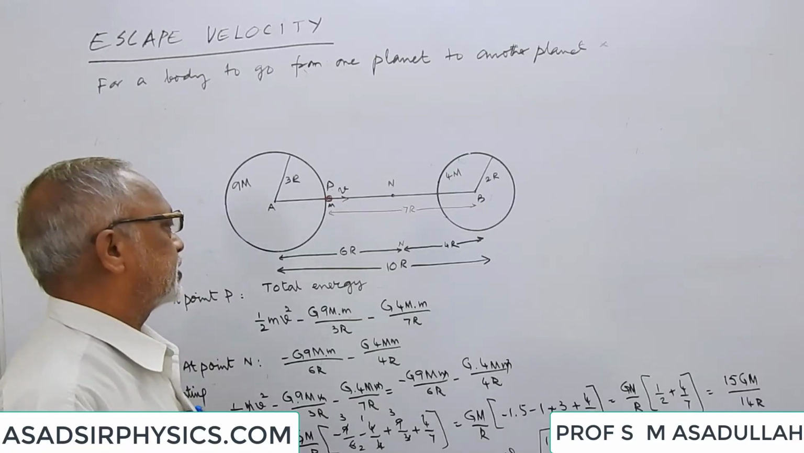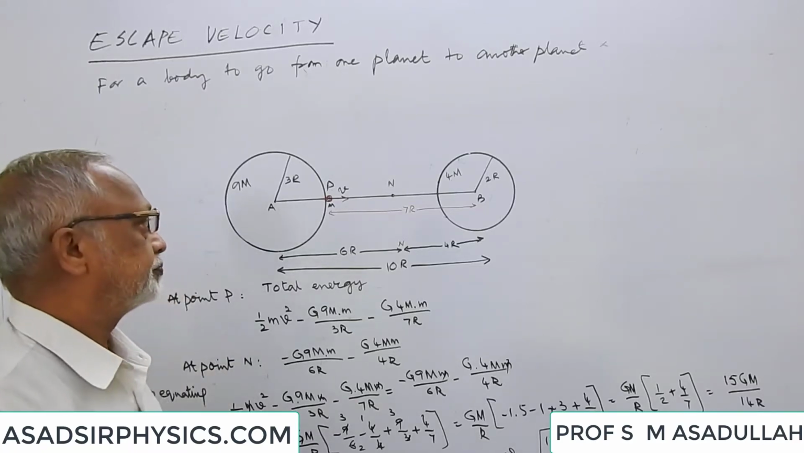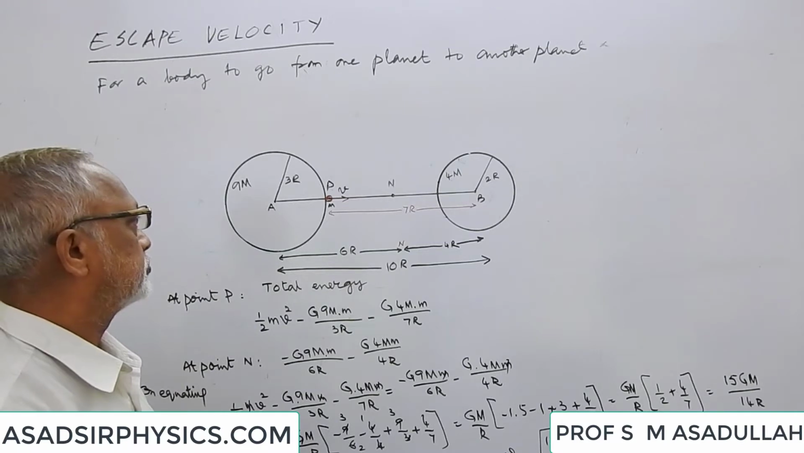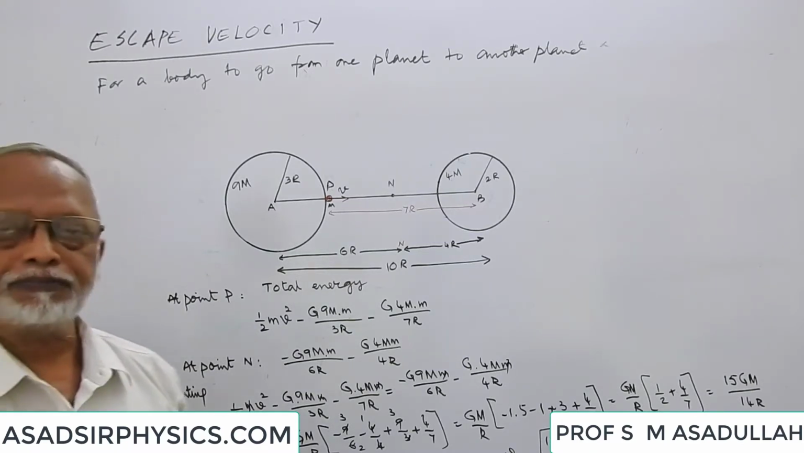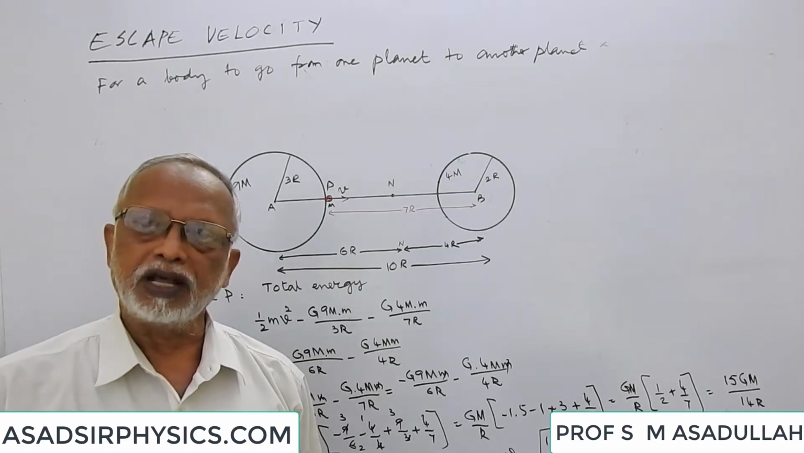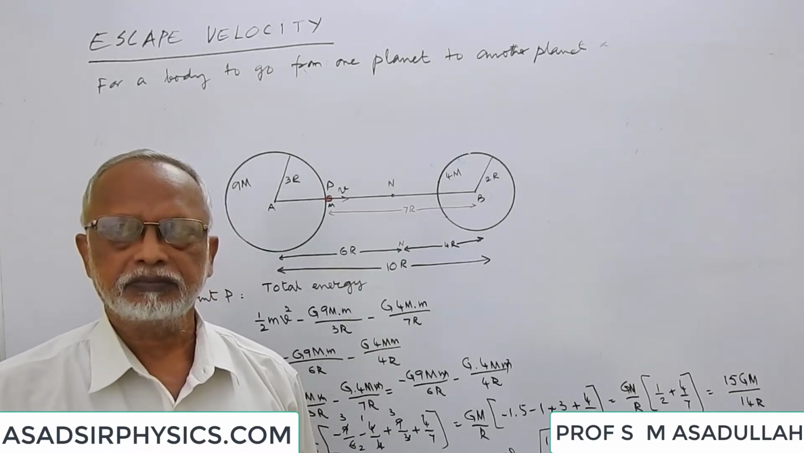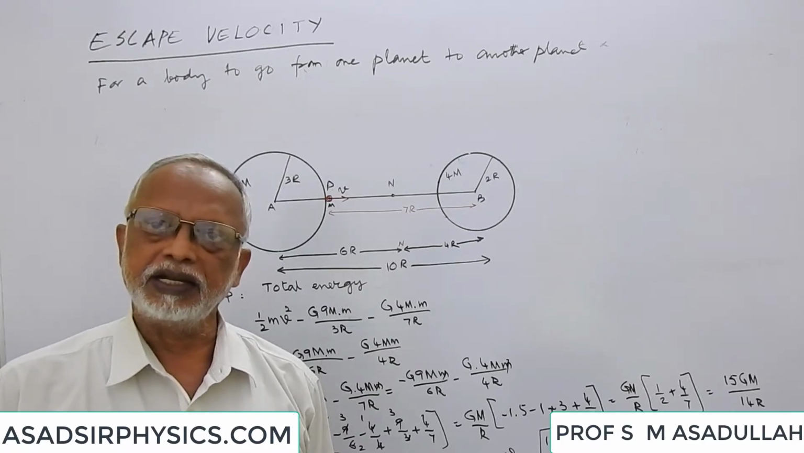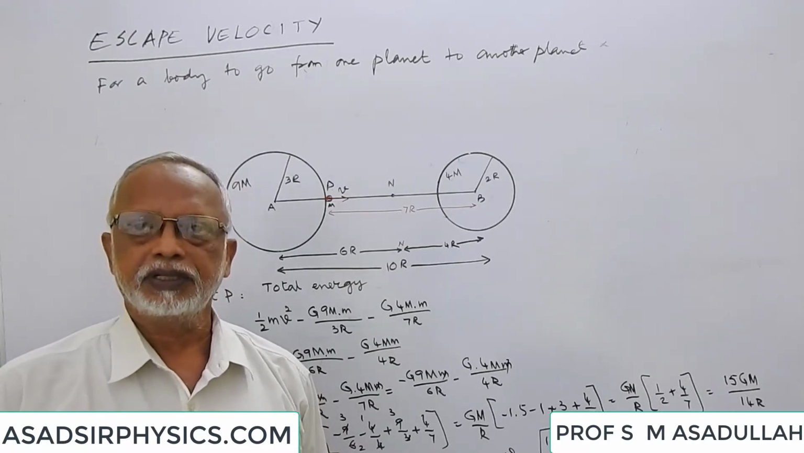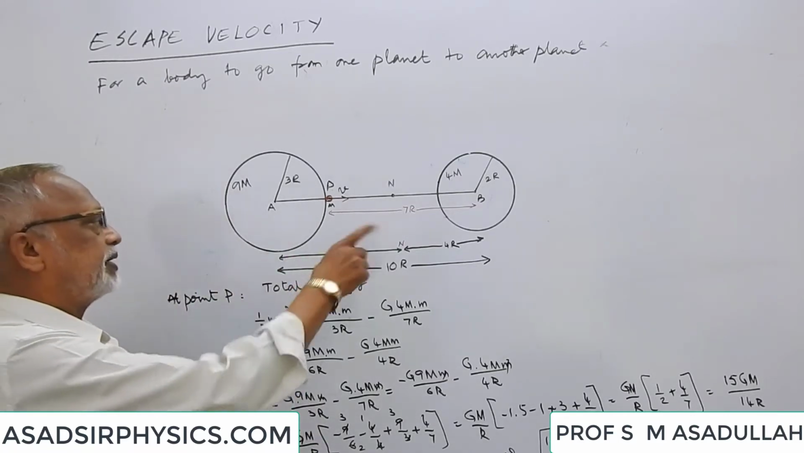Now let us consider another problem, of projecting a body from one planet to another planet. This time the masses are different and the radii are also different. Suppose the planets are A and B.